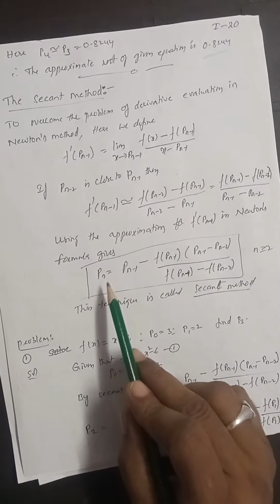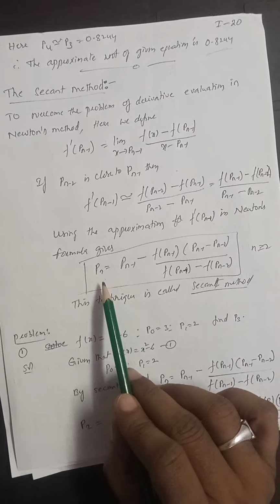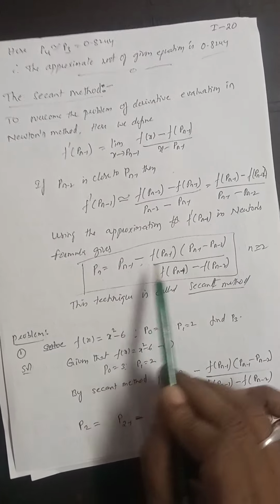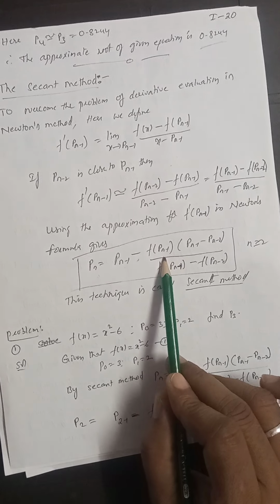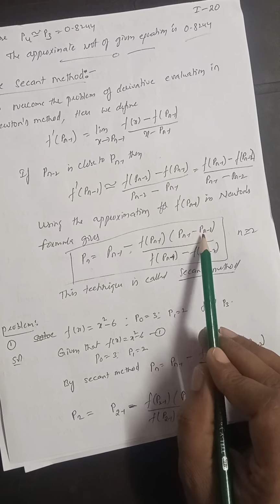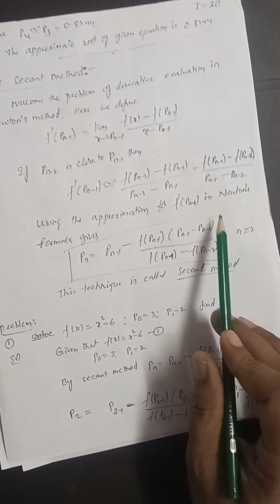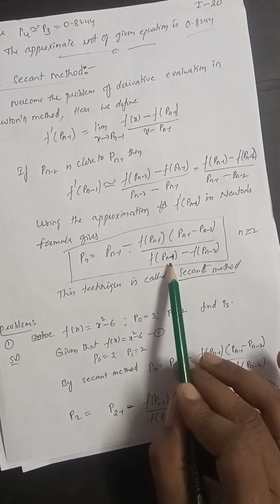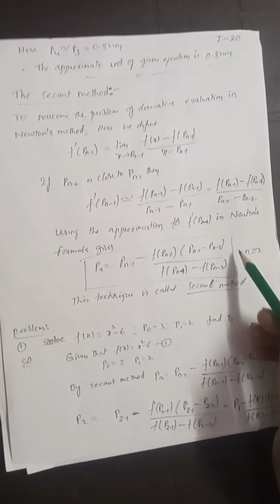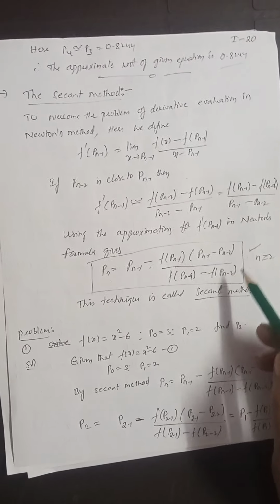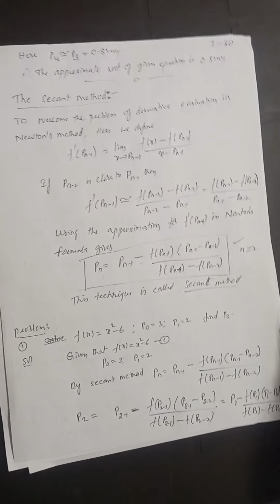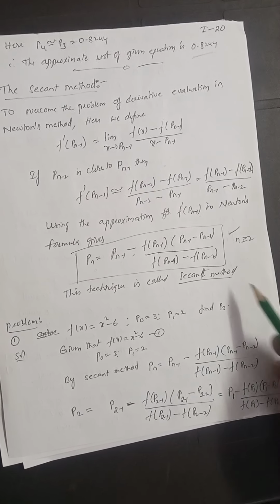Right? Here this is the secant method formula. Pn is equal to p suffix n minus 1 minus f of p suffix n minus 1 into p suffix n minus 1 minus p suffix n minus 2 whole by f of pn minus 1 minus f of pn minus 2. If you read it a little, it will be very easy for you. It may look confusing at first sight, but it is a very easy formula. Right, this technique is called the secant method.